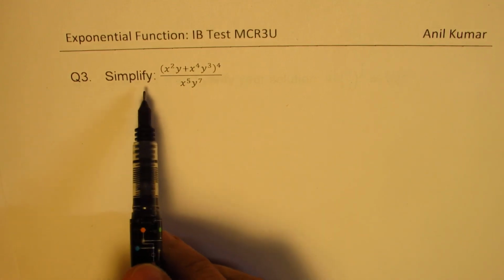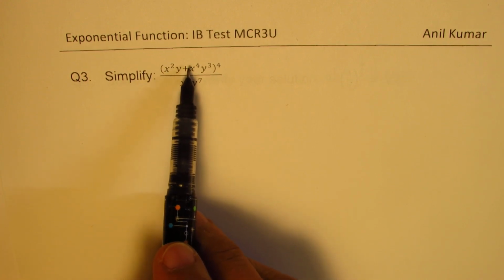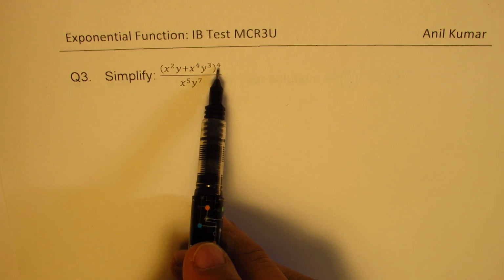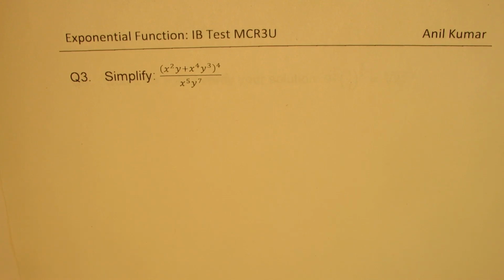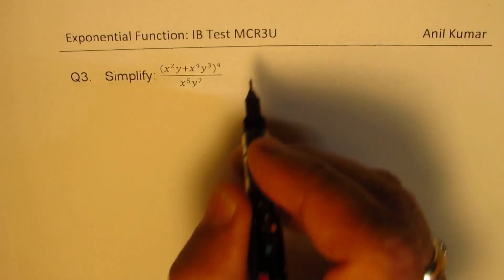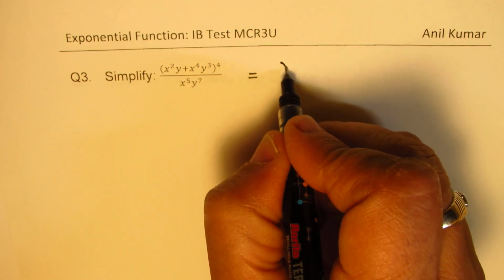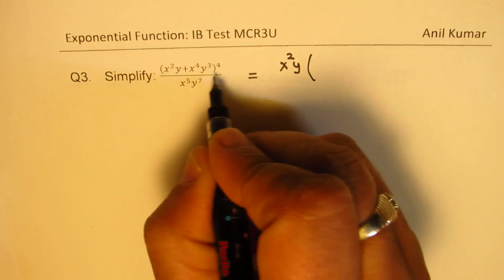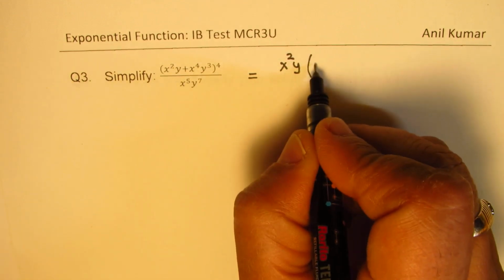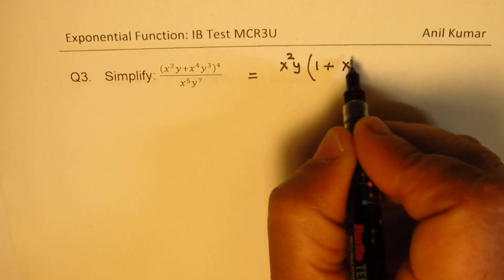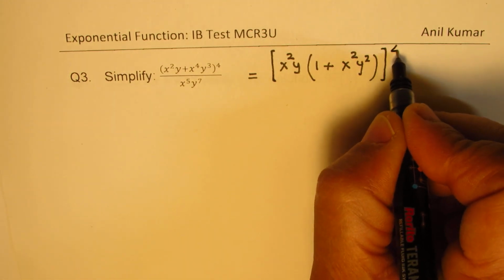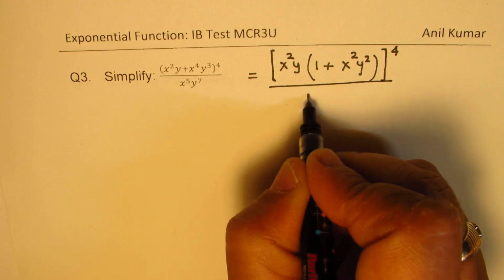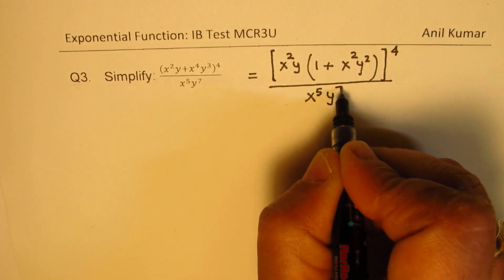Here, we need to simplify (x squared y plus x to the power of 4 y cubed) whole to the power of 4 over x to the power of 5 y to the power of 7. Now, how are you going to do this one? Well, from the numerator we could factor out x squared y, right? So if I do that, I get 1 plus x squared y squared, correct? Everything is to the power of 4, divided by x to the power of 5 y to the power of 7.